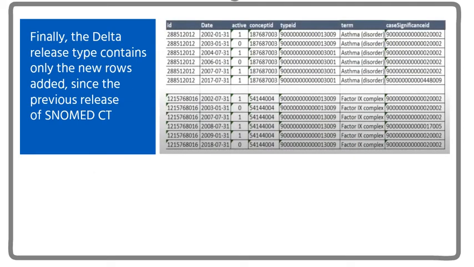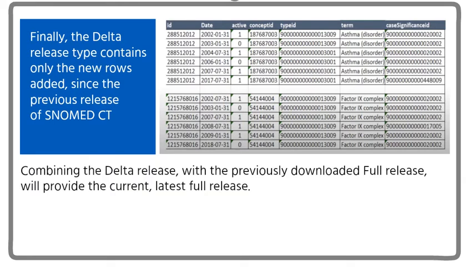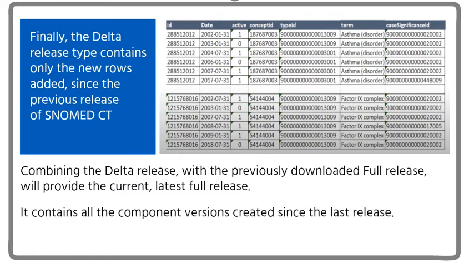Finally, the delta release file type contains only the new rows added since the previous release of SNOMED. Combining a delta with the previously downloaded full release will provide the current latest full release. It contains all the component versions created since the last release.